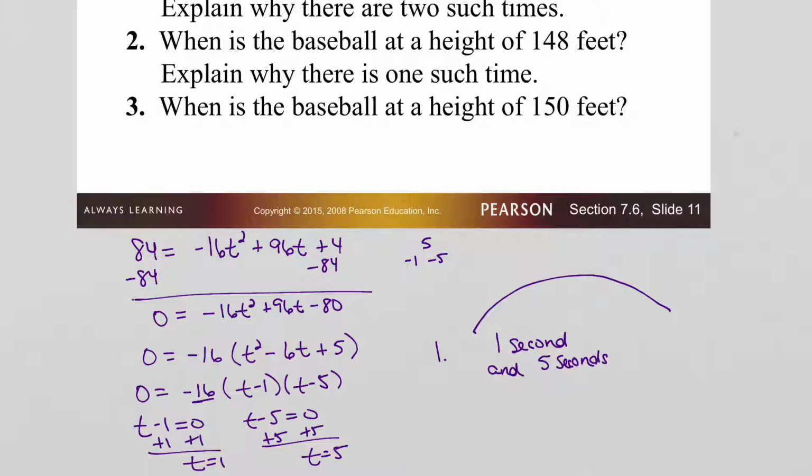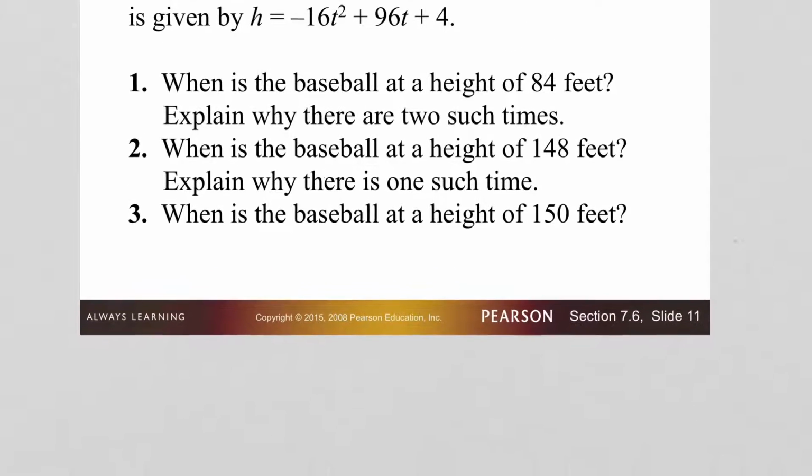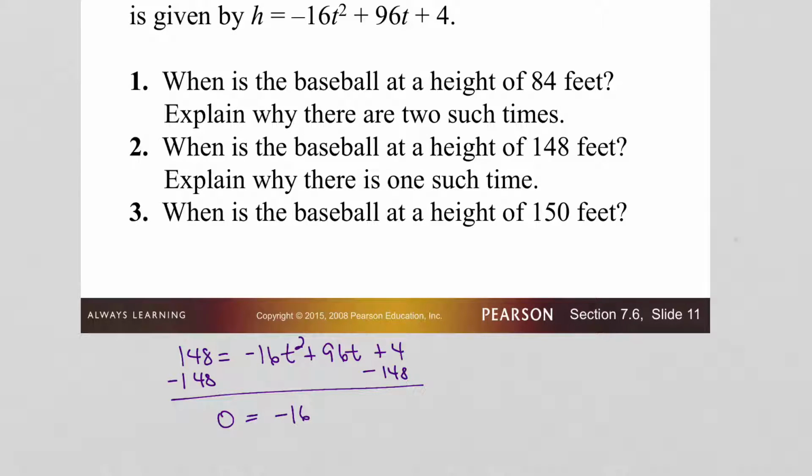Question number 2 says, when is the baseball at a height of 148 feet? Alright, so let me erase this and then we'll work on that one. I'm going to put 148 in for h in my equation. So 148 is equal to negative 16t squared plus 96t plus 4. And I'm going to subtract 148 from both sides. 0 is equal to negative 16t squared plus 96t minus 144.